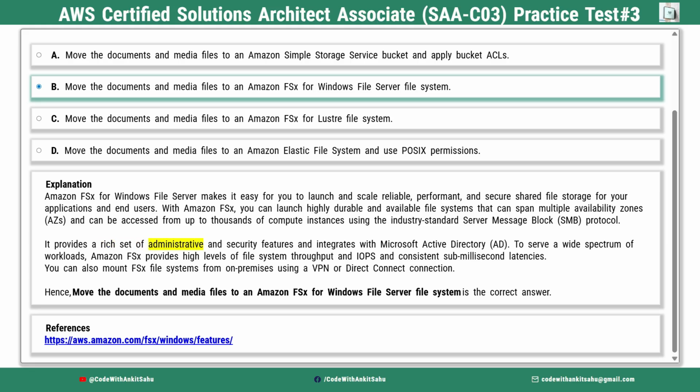It provides a rich set of administrative and security features and integrates with Microsoft Active Directory, AD. To serve a wide spectrum of workloads, Amazon FSx provides high levels of file system throughput and IOPS and consistent sub-millisecond latencies. You can also mount FSx file systems from on-premises using a VPN or Direct Connect connection. Hence, move the documents and media files to an Amazon FSx for Windows File Server file system is the correct answer. References.